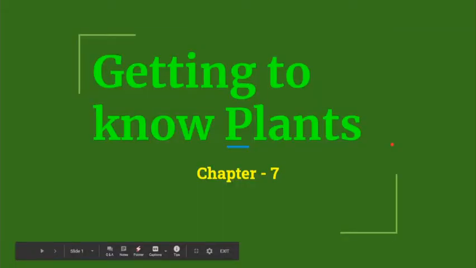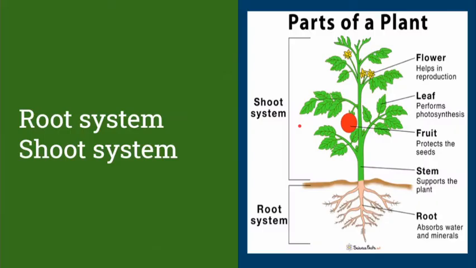Dear students, today we will discuss chapter 7 in grade 6, Getting to Know Plants. First we will discuss the parts of a plant. A plant consists of a root system and a shoot system. A root system is present under the soil, while the shoot system can be seen on top of the soil. The root system will have numerous roots. The shoot system will have stem, fruits, leaf and flower.